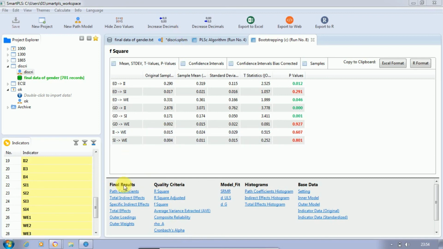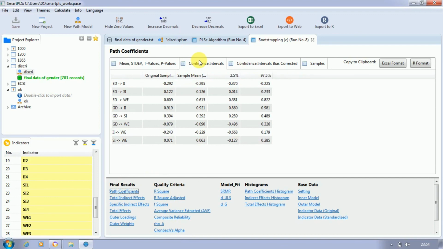If you go to path coefficient, it will give you the confidence intervals also, whether it is between the 2.5 to 97.5% confidence interval or not, and this shows the confidence interval with bias corrected also. We will not go that deep into this, but the rest of our model is fit now, very sure.